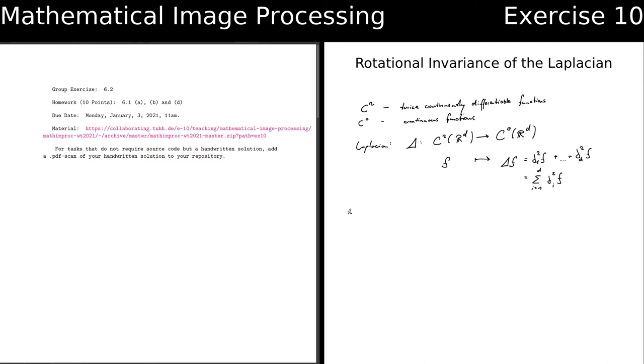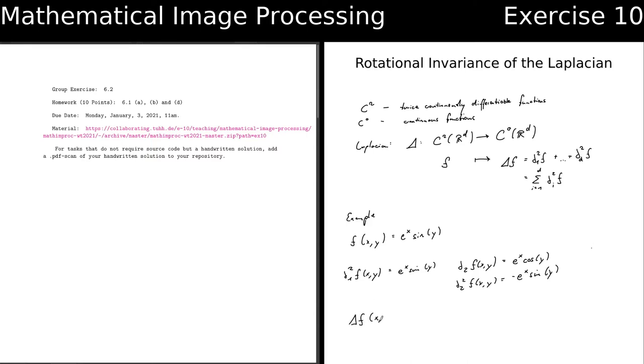As an example, consider the function with two variables x and y that is defined via e to the x times sine of y. If we calculate twice the first derivative of f with respect to x, we get again e to the x sine of y by the properties of the exponential function. If we calculate the second derivative of f, xy, we get e to the x times the cosine. And if we differentiate again with respect to y, we get minus e to the x sine of y. So if we now calculate the Laplacian of f, we see that the sum of the second order derivatives sums up to zero.